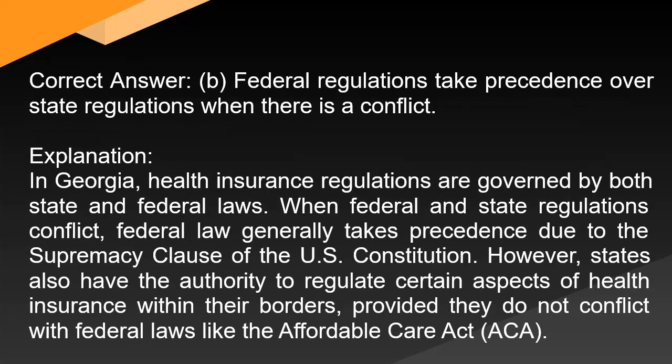Correct answer. B. Federal regulations take precedence over state regulations when there is a conflict. Explanation. In Georgia, health insurance regulations are governed by both state and federal laws. When federal and state regulations conflict, federal law generally takes precedence due to the supremacy clause of the U.S. Constitution. However, states also have the authority to regulate certain aspects of health insurance within their borders, provided they do not conflict with federal laws like the Affordable Care Act, ACA.